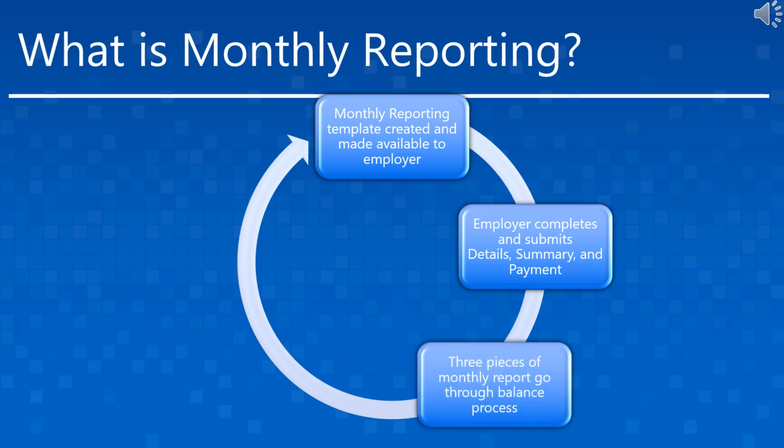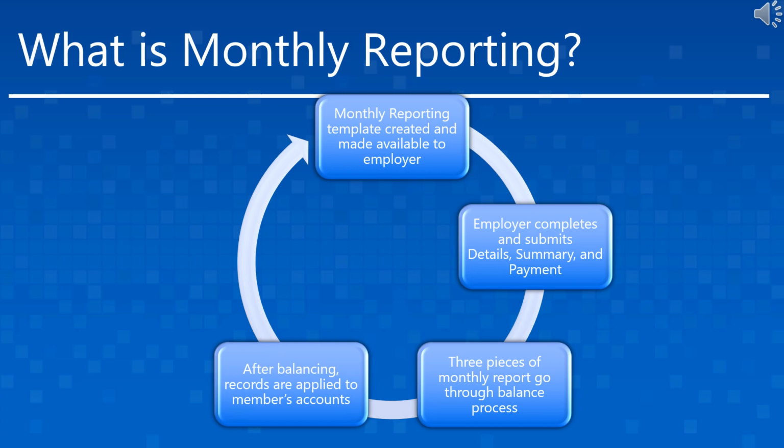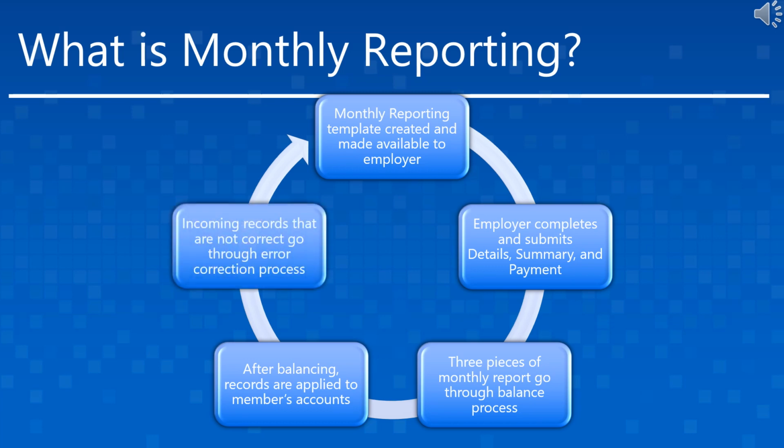Following the submission of the monthly report, the Kentucky Public Pensions Authority reviews each component during a balancing process to determine if there's any monetary discrepancy between the details, summary, or payment. If the monthly report balances, then the START system loads each member detail record to their specific retirement account, unless the record is reported with errors. If an error is identified, a representative of the Employer Reporting, Compliance, and Education Division will review and address the issue so the record can post to the member's retirement account.